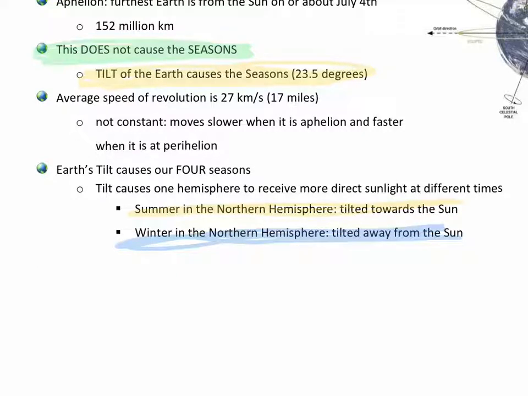So if we're tilted away, more insolation is actually going to be striking in the southern hemisphere. And for any of you that know about the southern hemisphere and their seasons, they're actually reversed. So while we're chilling during summer, they're actually chilling because it's their winter, and vice versa.